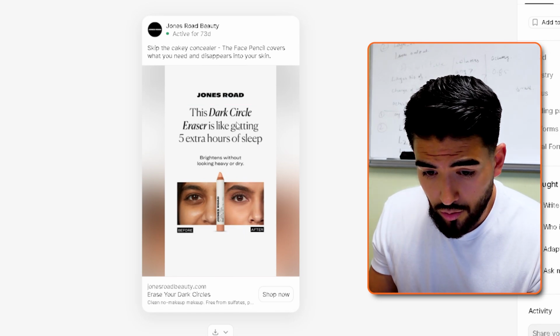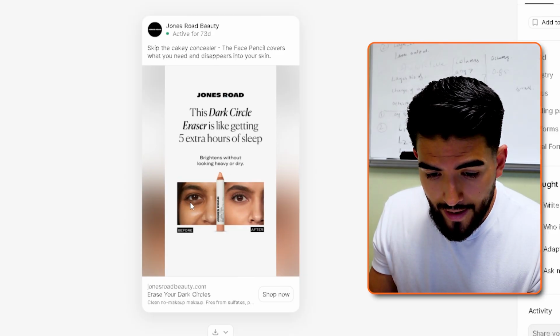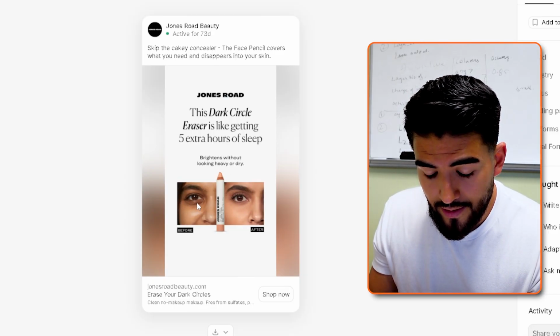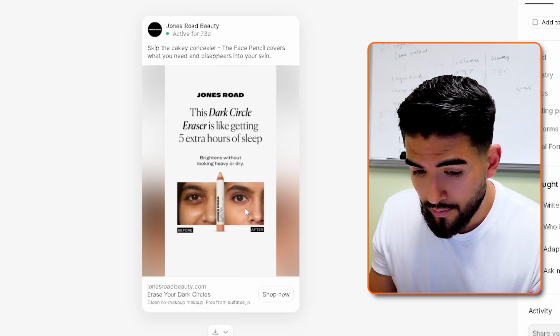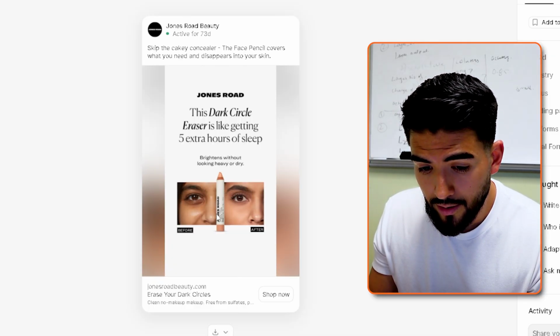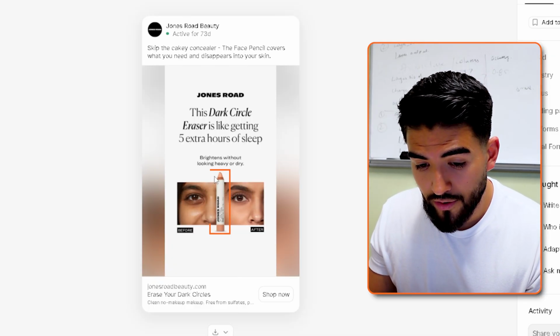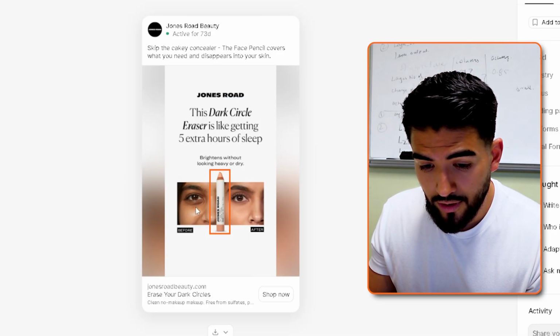So they have the dark circle eraser, and then right beneath it, they show the before and the after. So if people right now are looking at their eyes and they can relate with this, and they see the desired outcome and it being a reality once using your product, they're going to connect the dots and go, oh, this product image right here is going to get me this outcome.